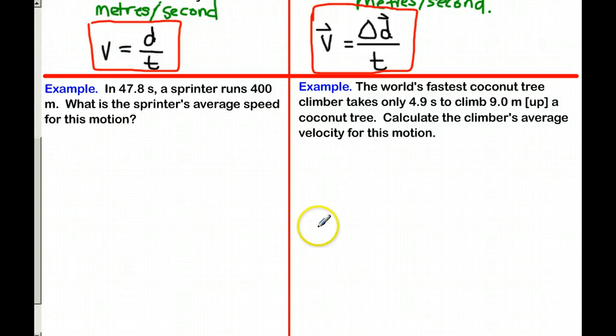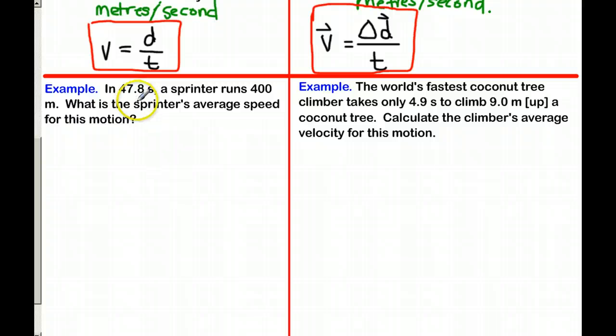So example number one: in 47.8 seconds, a sprinter runs 400 meters. What is the sprinter's average speed for this motion? The first thing I'm going to encourage you to do when you're working through your questions, as you're reading each problem, is highlight certain things. Highlight the numbers. When they give you a number, they're giving you one of the variables you need to plug into a formula.